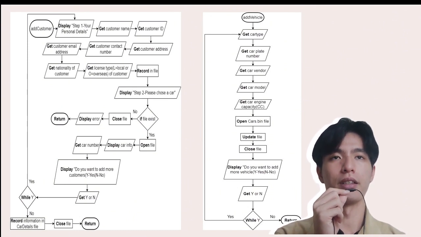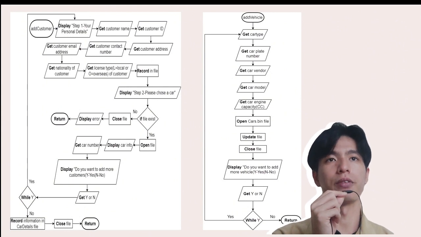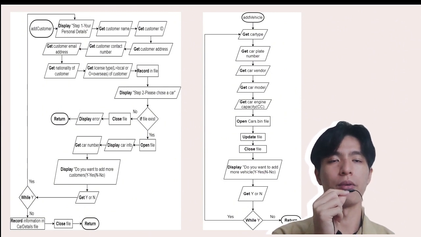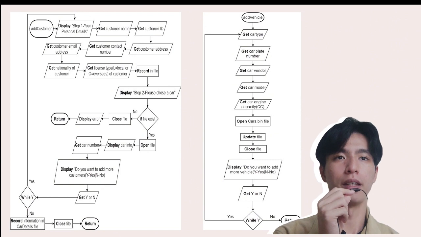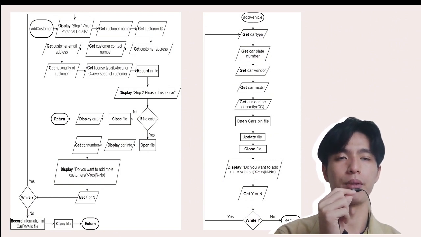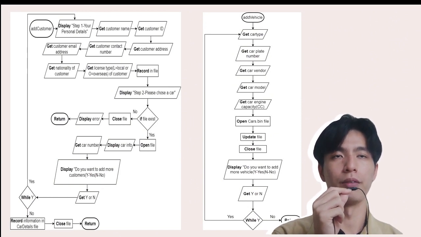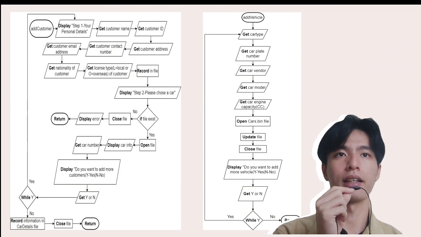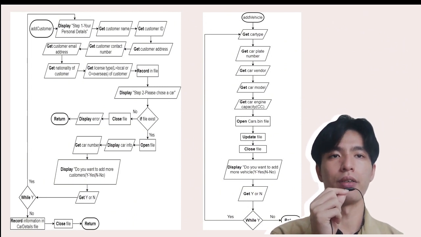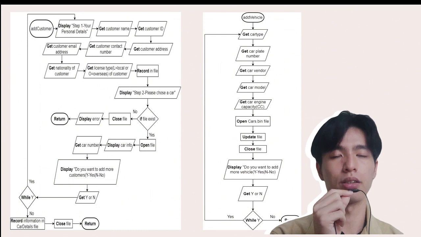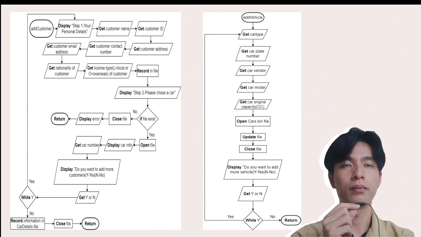After that, it will display and ask the user whether to add more vehicles. If the user wants to add more vehicles, he can press Y to loop the function and add another car's details, or if no, then he can press N to end the function.